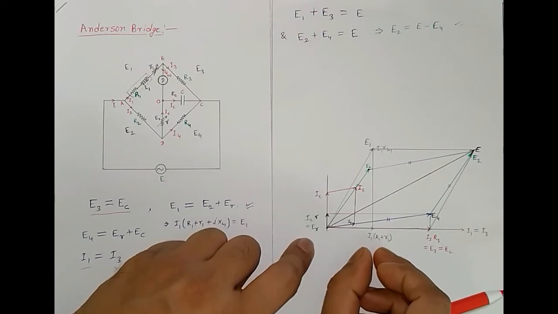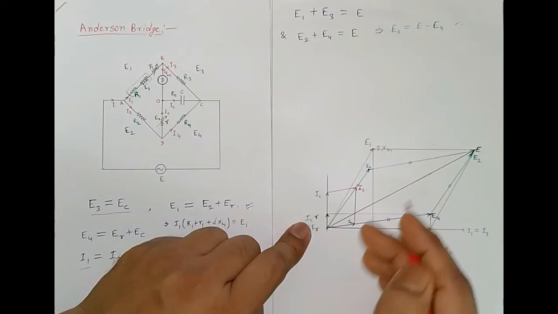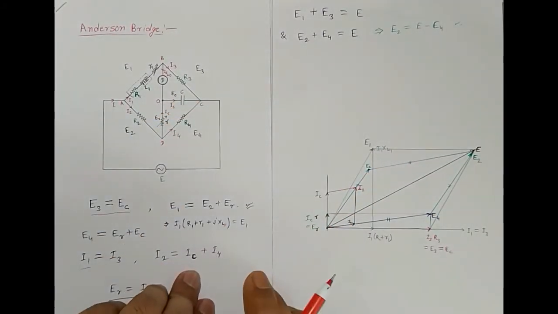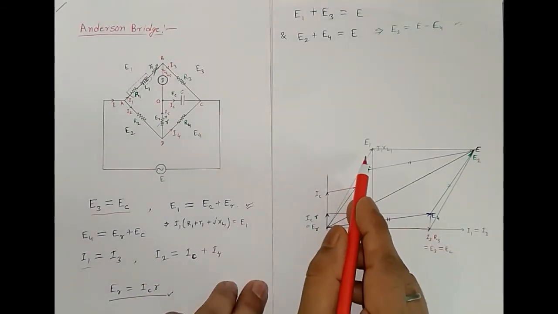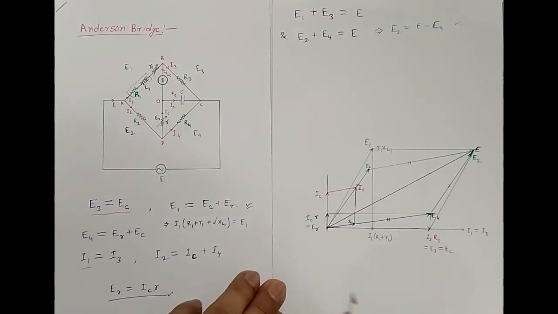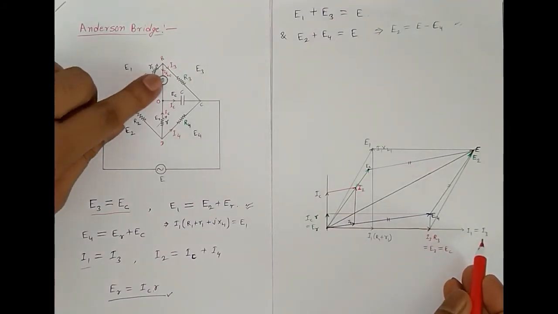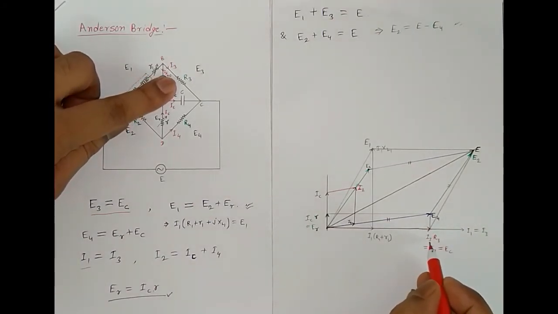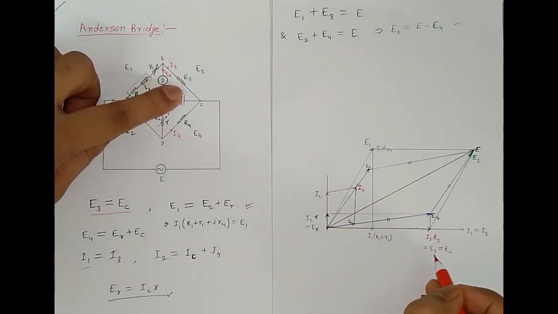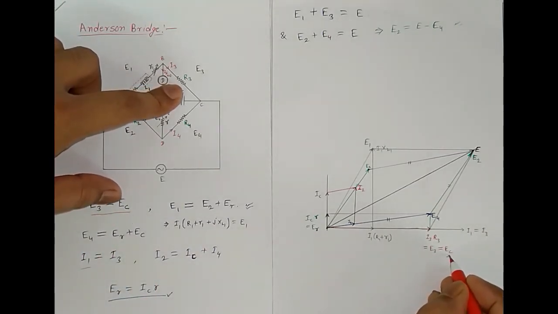Now I1 into R1 plus this line gives us the potential drop across this path. So this will be E1. Now we already know the direction of current I3, so I3 into R3 will be on the same line. Just assume that. So this is equal to E3, and we know that E3 equals EC. So this line also indicates the EC.